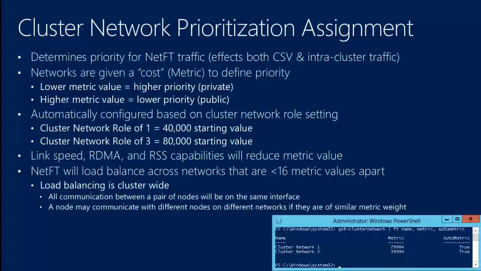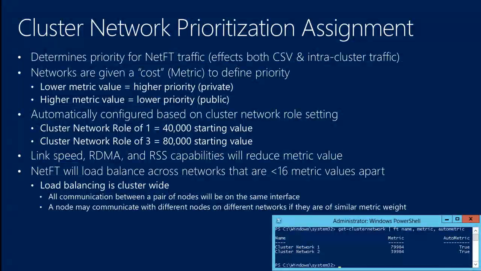And then once we have that, we evaluate: is it RDMA enabled? Is it RSS enabled? What's the speed of the network? This is all new in 2012. We will evaluate, is this a 1 gigabit NIC, a 10 gigabit NIC, and then we will let that influence the metric value to define which one is the best network to pick. So that's why you see this value is not actually 40,000, because it's being influenced by link speed, RDMA, and RSS capable, and we're reducing the cost.